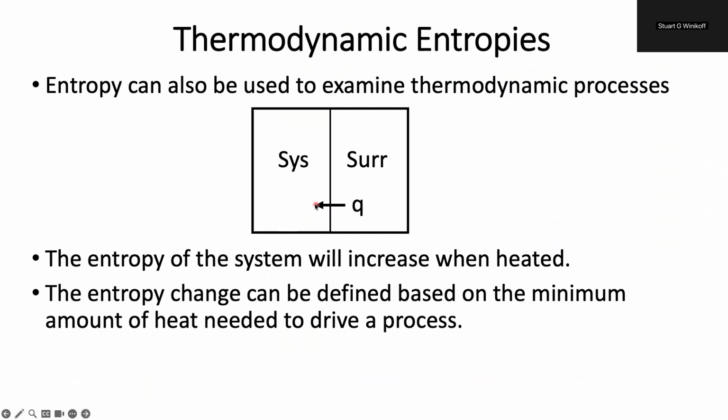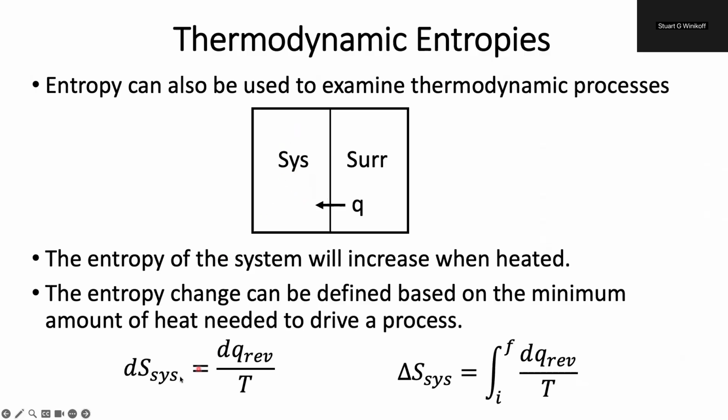So the entropy change can be defined based on the minimum amount of heat needed to drive this process. What's the minimum amount of energy that it takes to induce a change in the system? Thus, from a state function perspective, the change in entropy of a system is based on the reversible amount of heat, that minimum amount of heat needed to drive the process, and the temperature of the system, with the idea that at higher temperatures we see a lower increase in the entropy of the system, and at lower temperatures we see a greater increase.